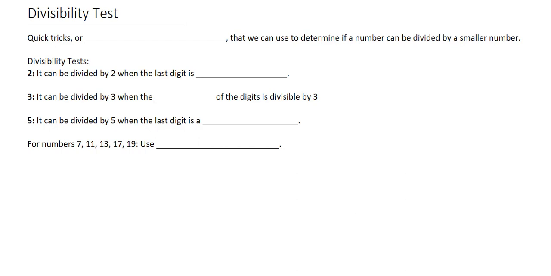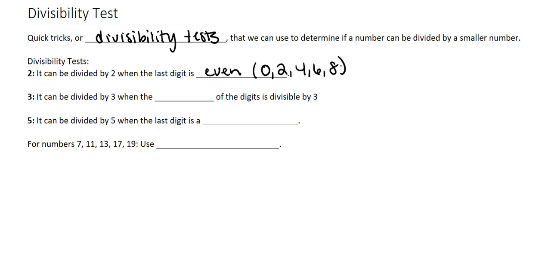Divisibility test. There are quick tricks, or divisibility tests, that we can use to determine if a number can be divided by a smaller number. So our divisibility tests. We have 2. It can be divided by 2 when the last digit is even. That means when it's 0, 2, 4, 6, or 8, right? If it ends in one of those, it can be divided by 2.